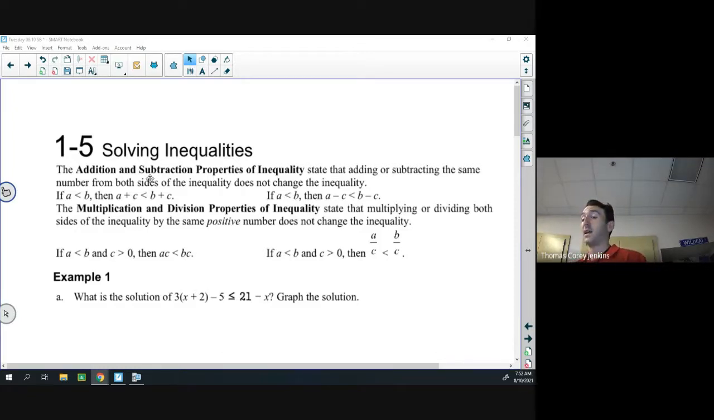So this will be lesson 1.5. Kind of pairs well with what we did yesterday, 1.4, which was solving equations. And we're going to use those same properties of equality we learned or reviewed yesterday when we're solving inequalities. All right. Our learning target for the day is that I can use properties of equality to solve inequalities. So very similar to what we did yesterday, like I said.